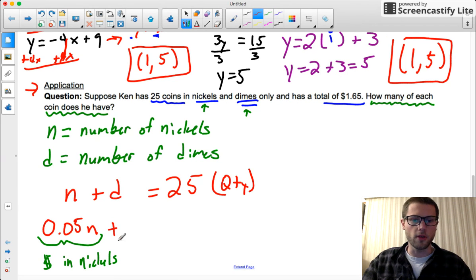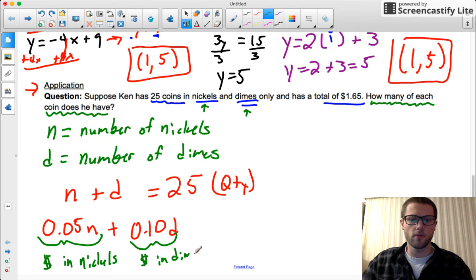What I'm going to do then is add to that the number of dimes multiplied by the value of each dime. Each dime is 10 cents, so the dollar amount that I have in dimes is going to be represented by 0.10d. So the amount of money I have in nickels plus the amount of money I have in dimes should equal the total amount of money that I'm carrying, which is $1.65.